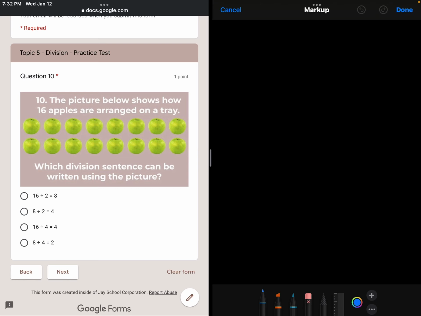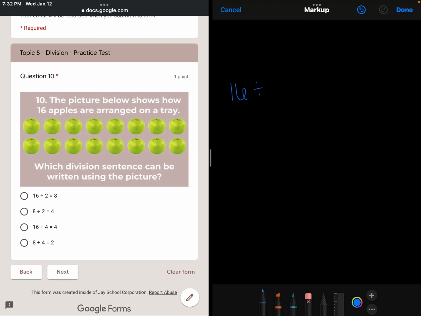So I always know my total number goes first. I've told you that many times. There are a total of 16 apples, so I know that number goes first. That is always the total. The total is always the first number in a division problem. The biggest number in a division problem goes first.